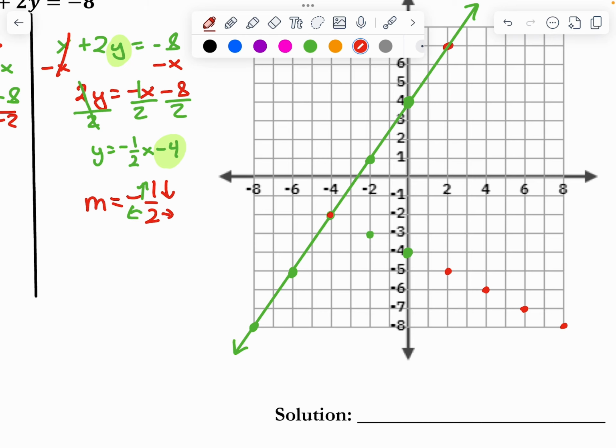I've got a point right there. That's my point of intersection. That is my solution. So I'm going to draw this line. That looks pretty okay to me. Boom. And here are my lines telling me that I'm going forever.